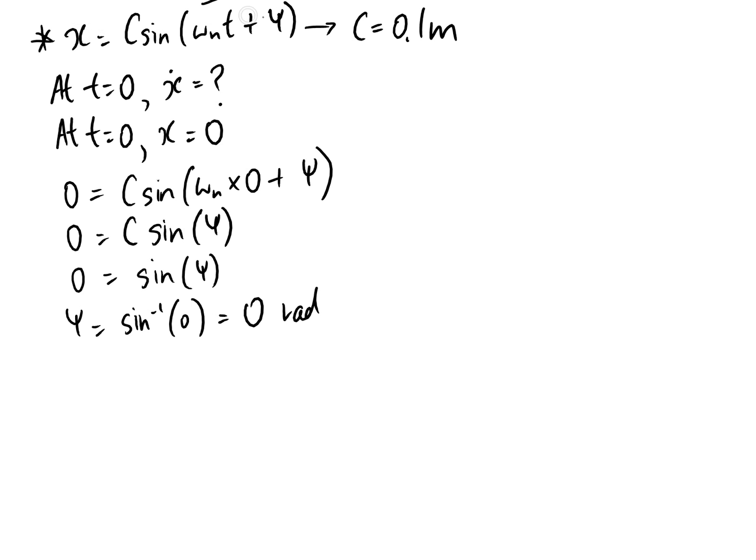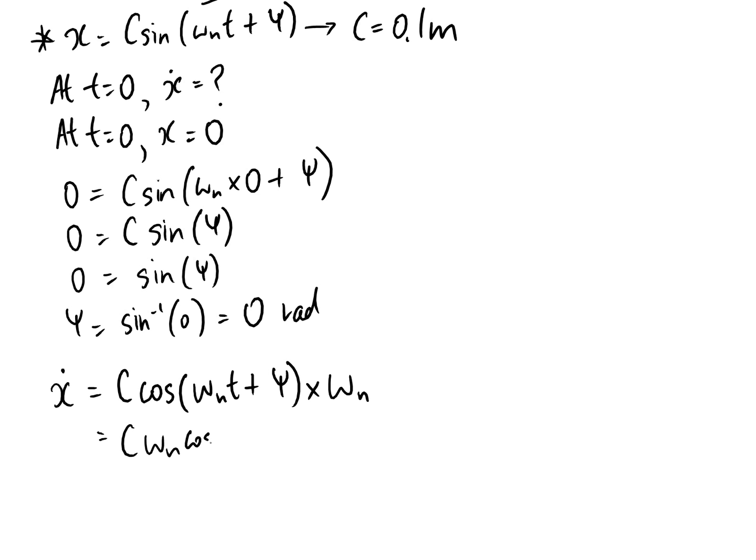For that we need to take the derivative of our equation for x. So x dot equals, we can leave c out the front, it's a constant. Derivative of sine is cos, write out the bracket, and then multiply by the derivative inside, which is just going to be omega n. So this becomes that. So we need to solve for what x dot is. That's the question that we're asked to find.